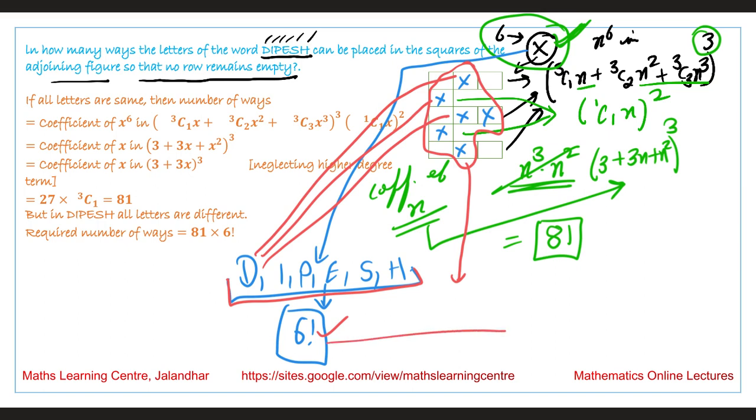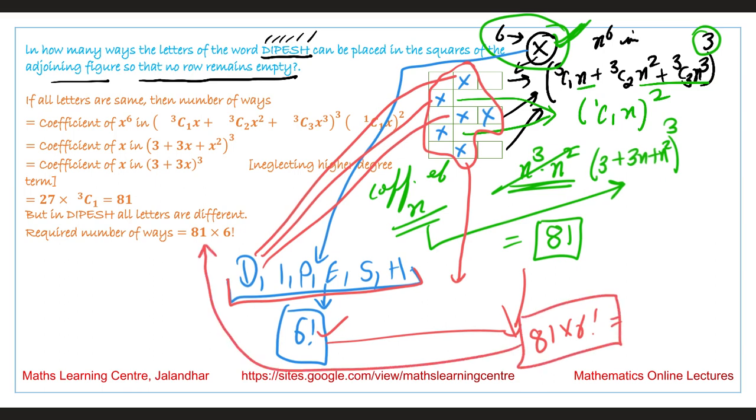So the total number of ways of doing this is 81 into 6 factorial. So this is our final answer. So these are the required number of ways.